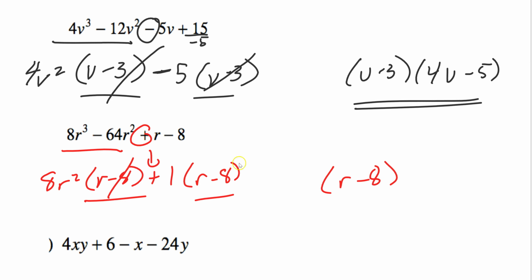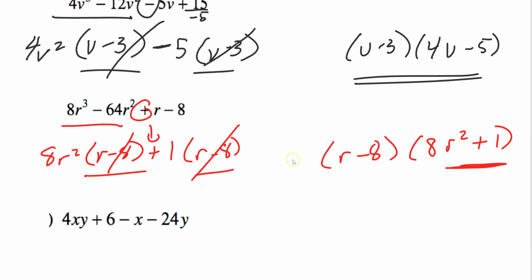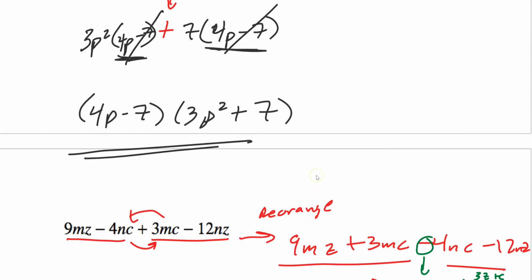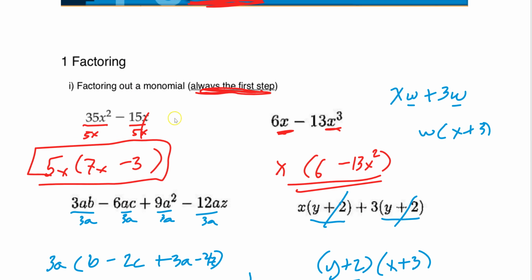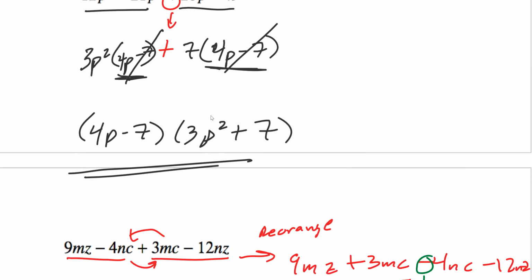And look what's left over. 8r squared plus 1. Very, very important, the plus 1. 8r squared would not be right. So that's the idea there. And so that's how you factor by grouping. Keep in mind if they have nothing in common, factor out a 1. So now we know how to factor out monomials, the first thing we look at. If there are 4 or more terms, you factor by grouping.